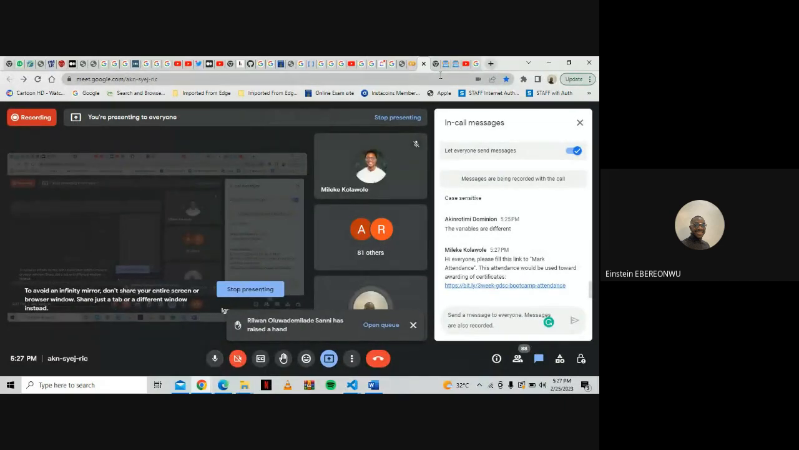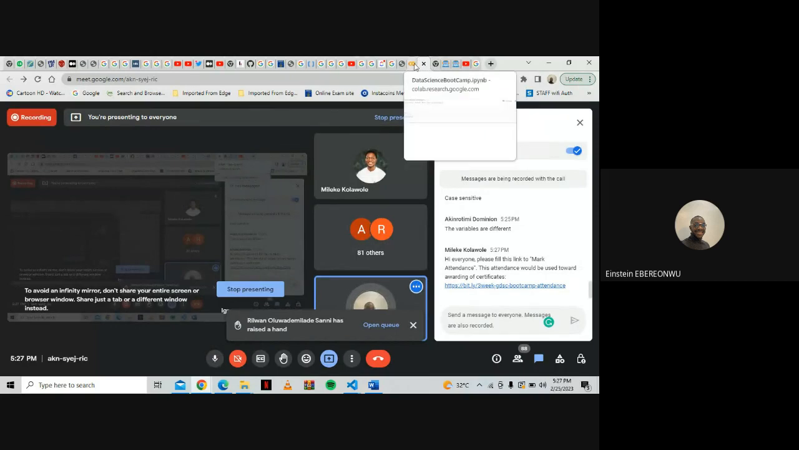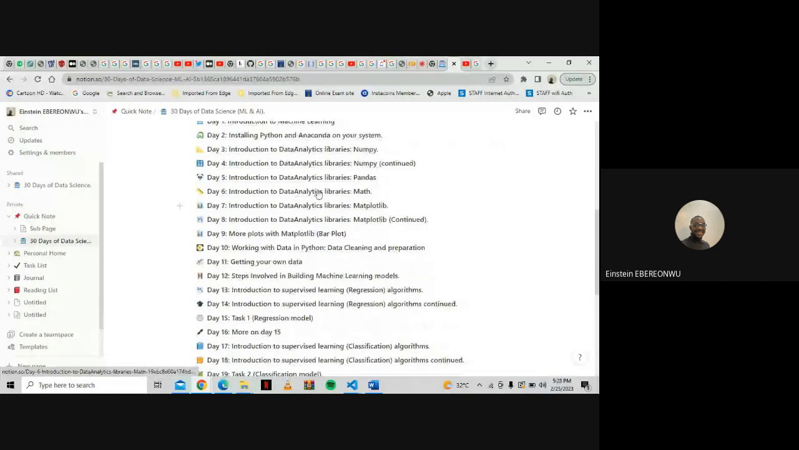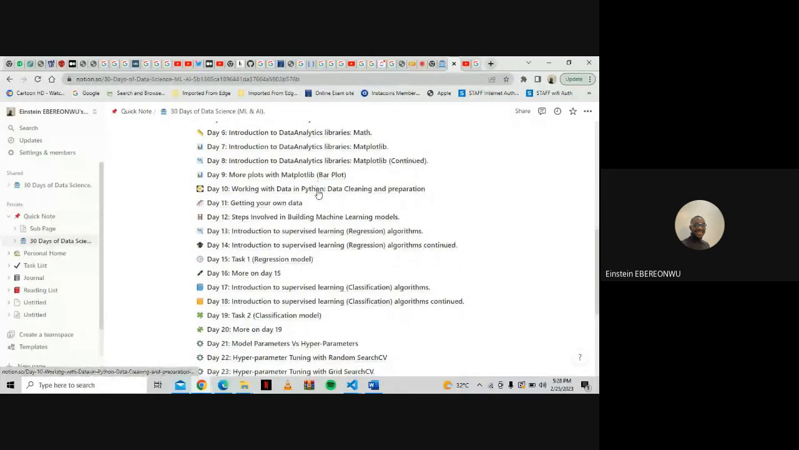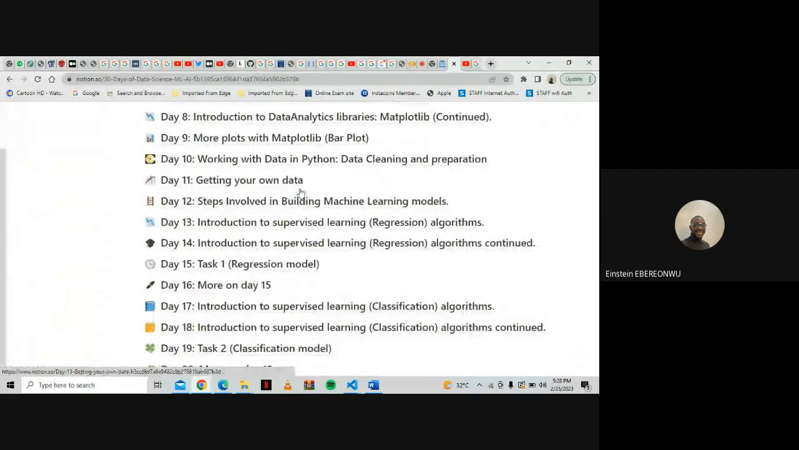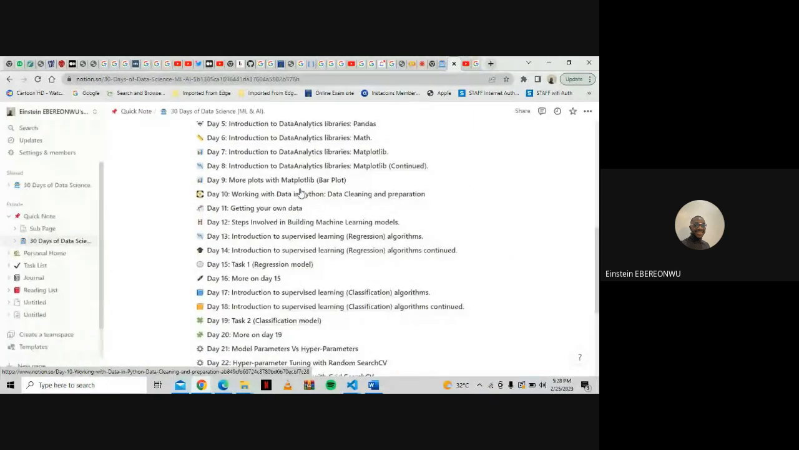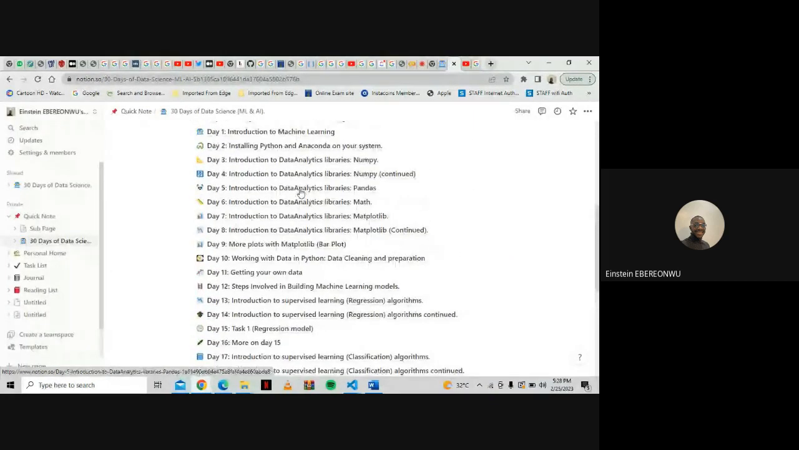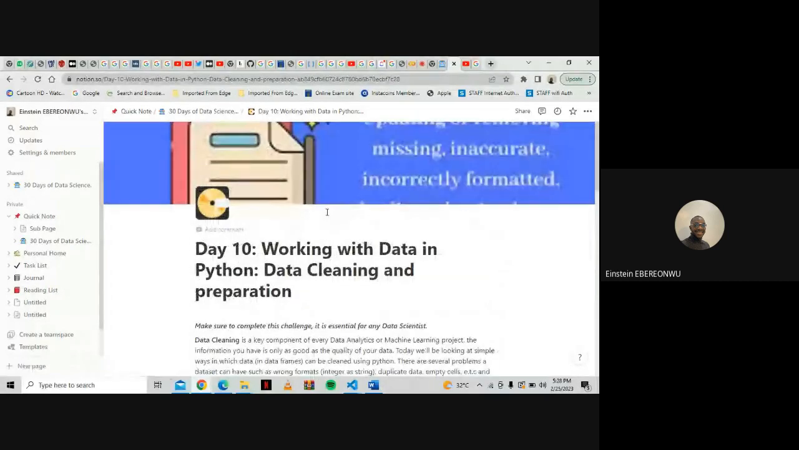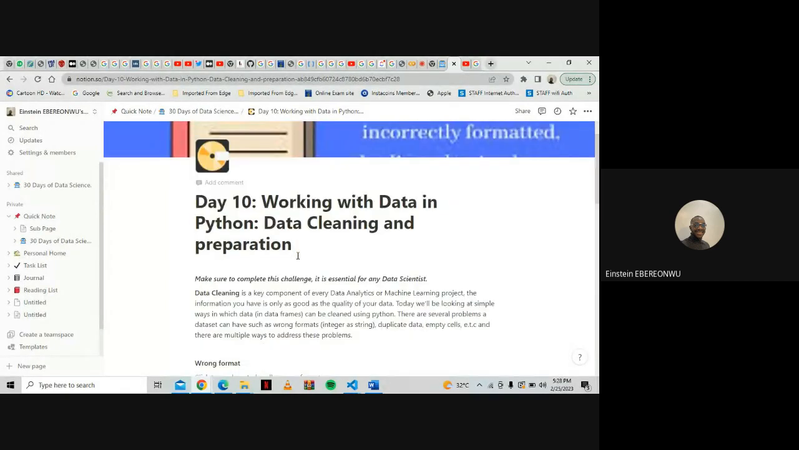All right, so no questions. Let me go back and reiterate on this Notion file. We've spoken about NumPy, spoken about matplotlib. Now we're also going to be looking at data cleaning. Data cleaning is one of the most important, if not the most important thing when it comes to data analysis and machine learning, because your machine learning model is only as good as the data that was used to train it.